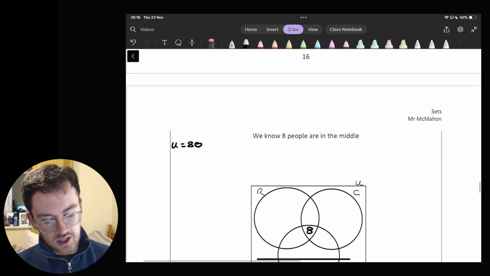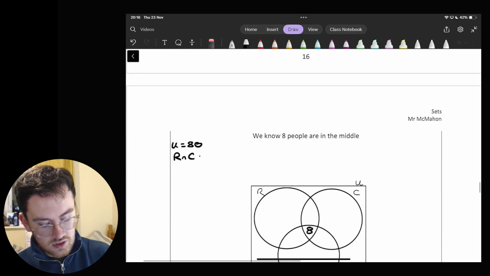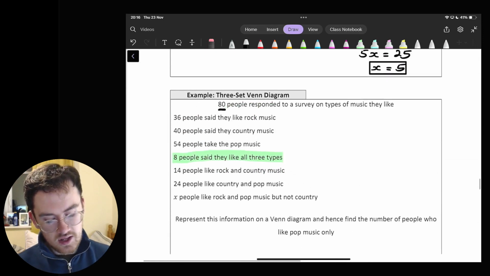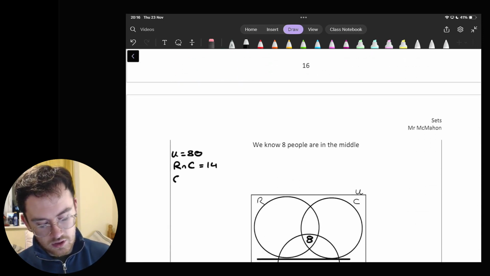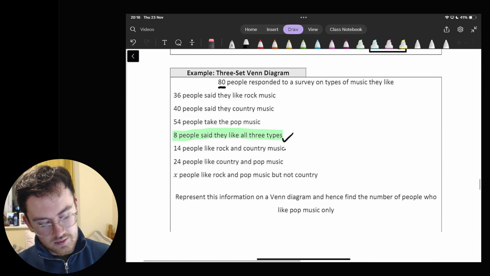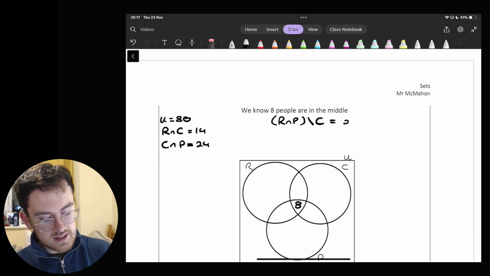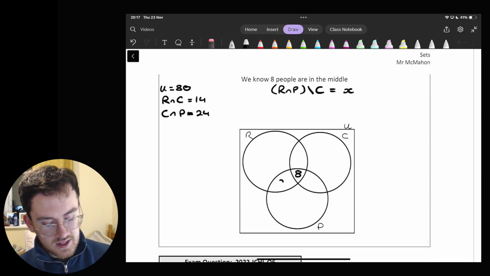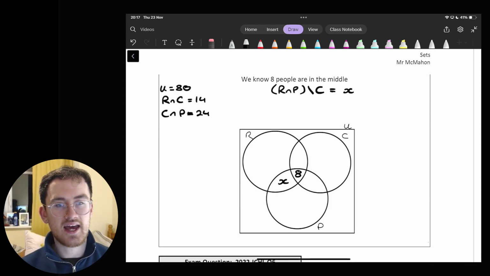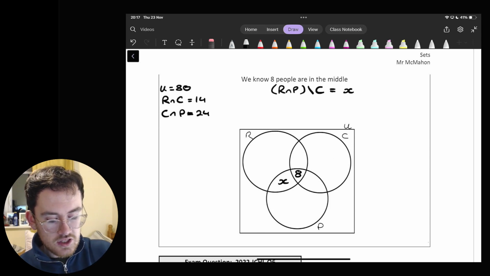14 people like rock and country. 24 people like country and pop. Let's tick these off as we go. x people like rock and pop, but not country. Let's look at where that's going to be. That's going to be this section here, x people. So that's my unknown section now.